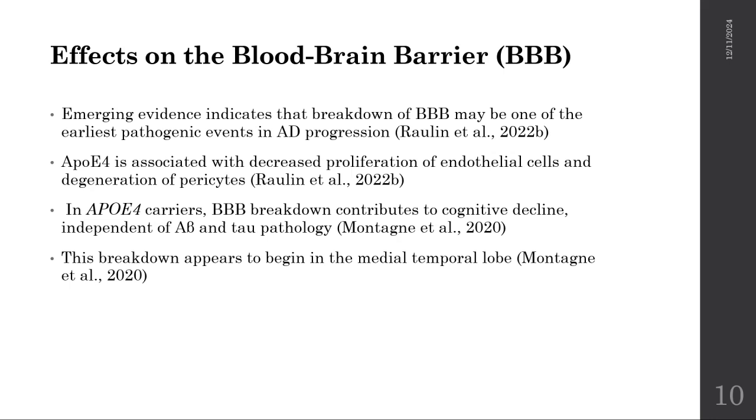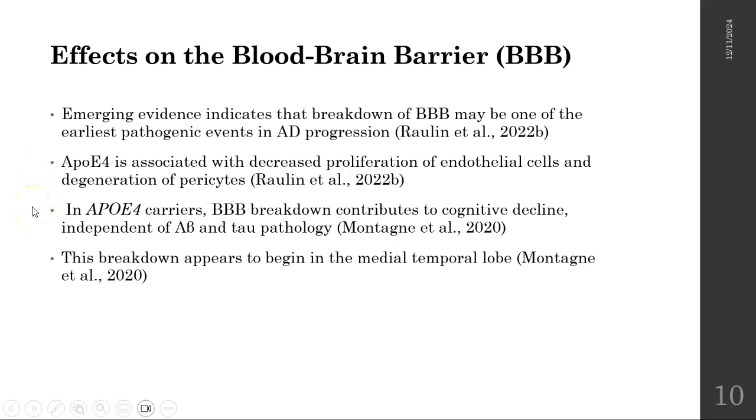Research is coming out on the general role of APOE in maintenance of the blood-brain barrier. Emerging evidence indicates that breakdown of the blood-brain barrier may be one of the earliest pathogenic events in Alzheimer's progression and is also potentially implicated in general cognitive decline independent of Alzheimer's. APOE4 specifically is associated with decreased proliferation of endothelial cells and a degeneration of pericytes, which is thought to ultimately lead to the breakdown of the blood-brain barrier.